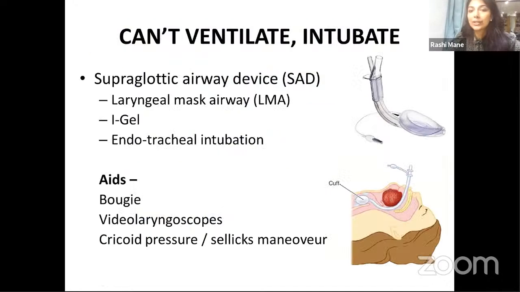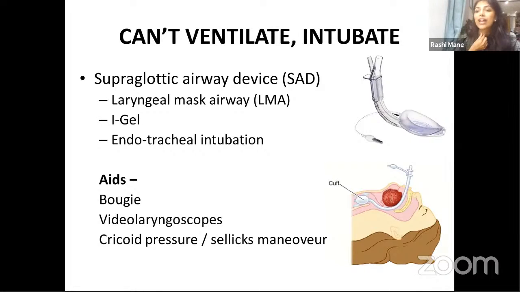There are ways that you can improve intubation when it's difficult. Like I mentioned in the first slide, if they have a Mallampati of 3 or 4, you need to use aids. A bougie is one of them. It's a very thin guide wire which goes all the way down to your vocal cords, and then you follow through with the endotracheal intubation. You can also use a video laryngoscope. As opposed to a rigid laryngoscope, you have a video attached, so you can see exactly where you're going when you insert it.